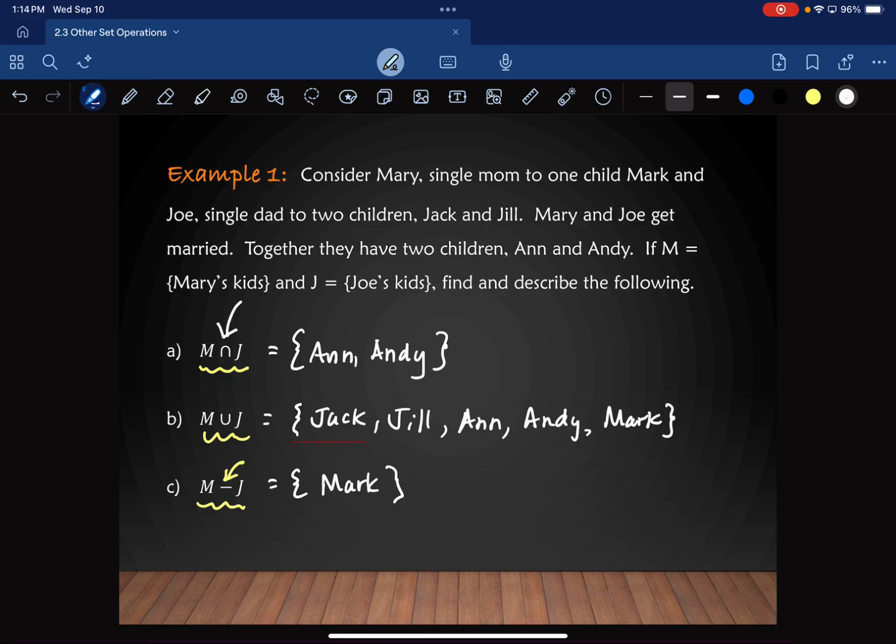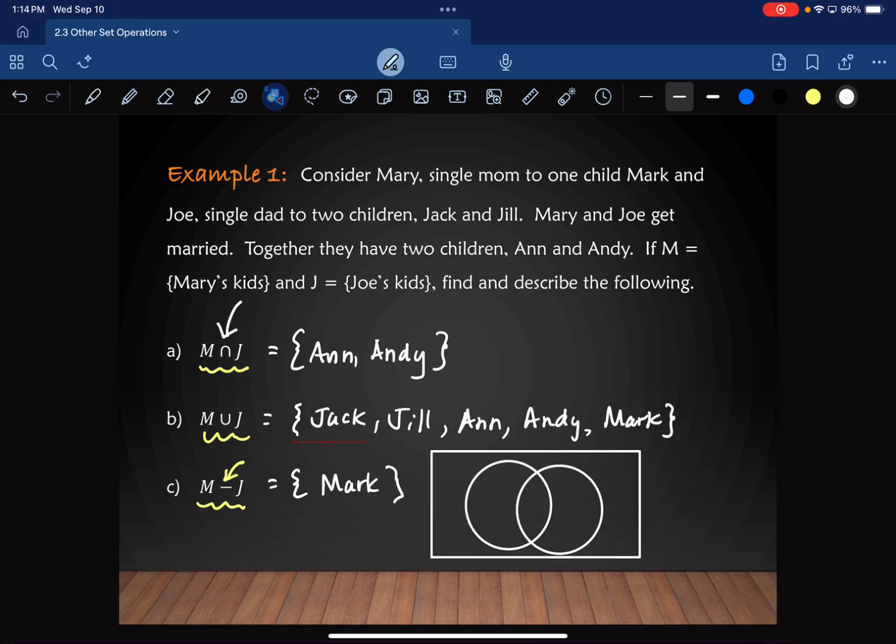Okay? If you drew them in a picture, you could actually set this up in a picture very nicely as well. Let me set it up in a picture for us just so that you have another visual of this. As we're putting these in, I'm going to put their names. So this is Mary, and this is Joe. Those are the adults. They get married.